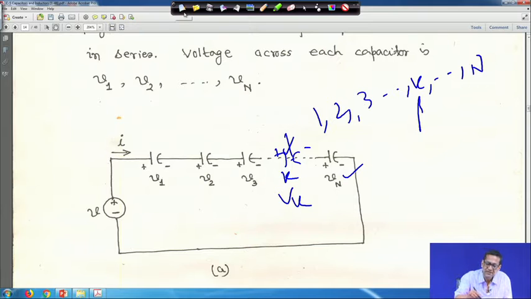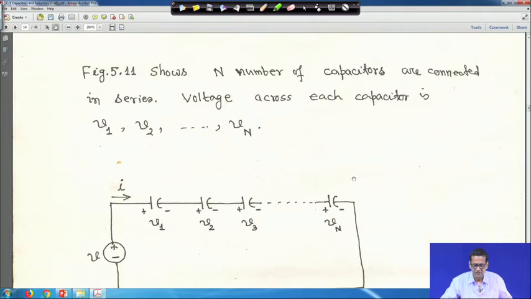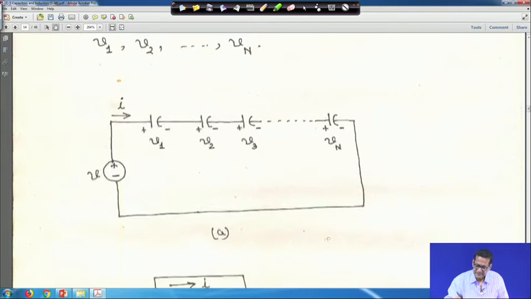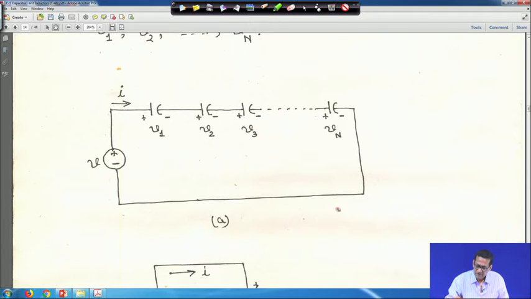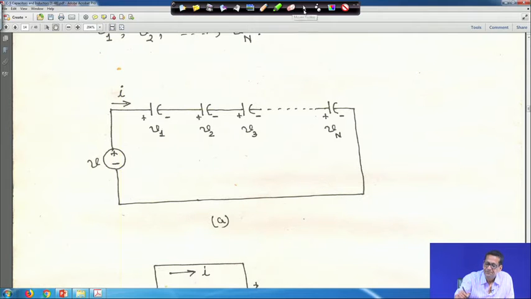So, let me clear it. All these capacitors are in series, and the total voltage here is V. Let me write it down for you. V is equal to V1 plus V2 plus Vk plus Vn. This is the supply voltage V. Now, let me clear it.